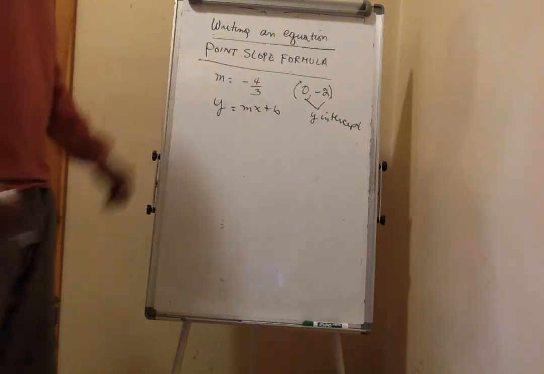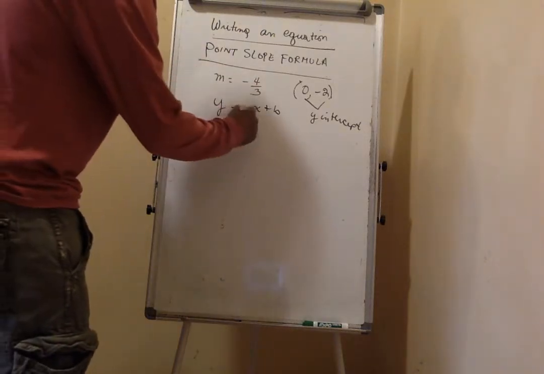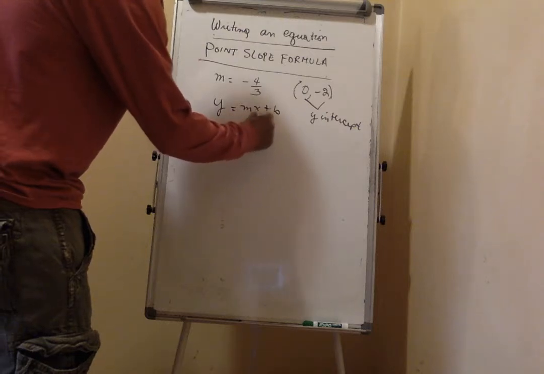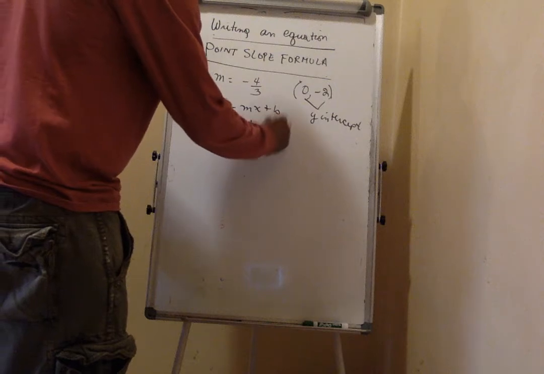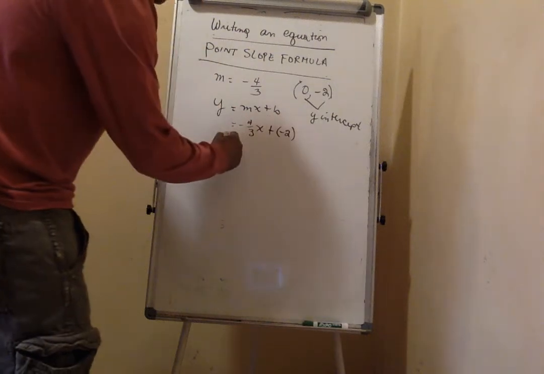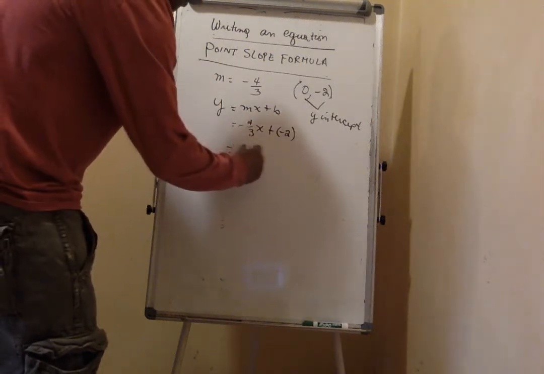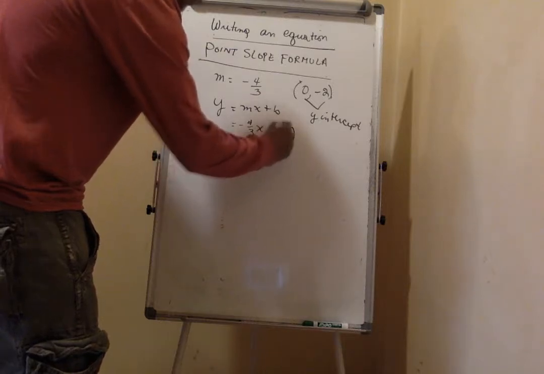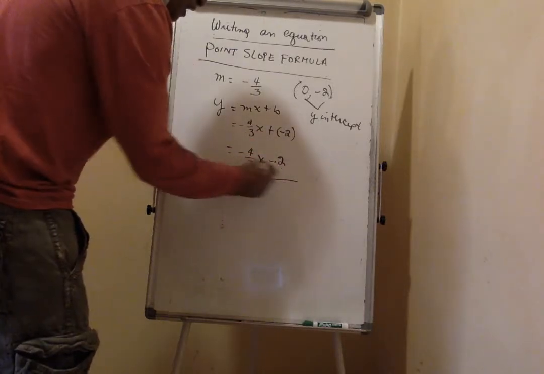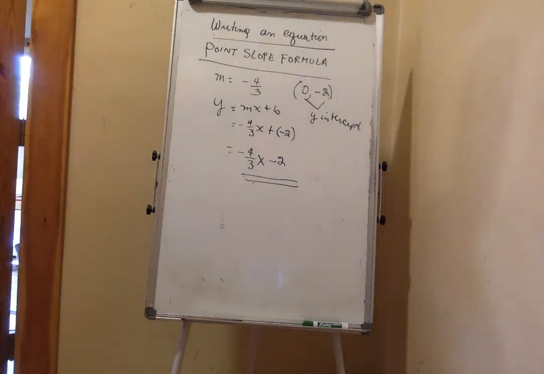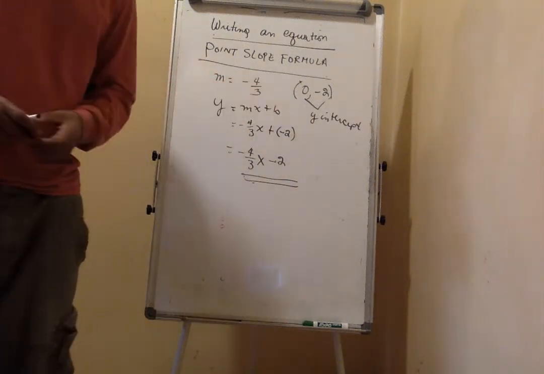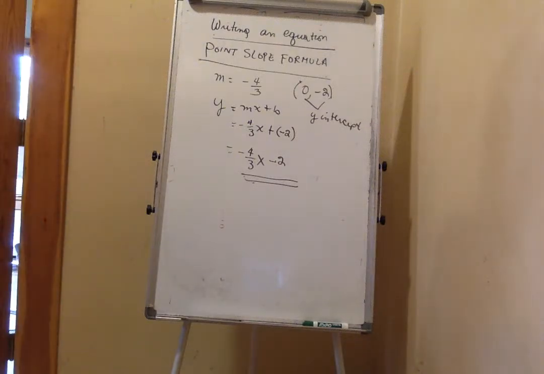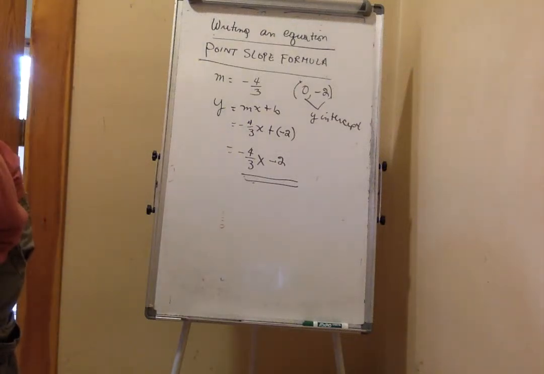All you need to do is plug in wherever there is m. It is minus 4 over 3x, and your y-intercept is negative 2. So you write y is equal to minus 4 over 3x, plus times minus is minus, 2. And you wrote an equation whose slope is negative 4 over 3 and whose y-intercept is 0 and negative 2. Okay.